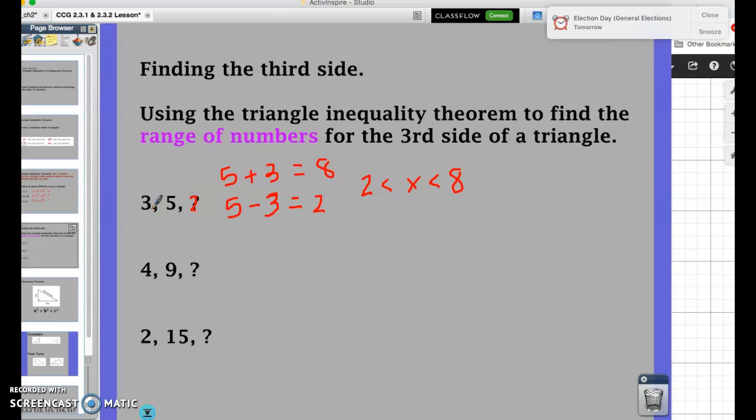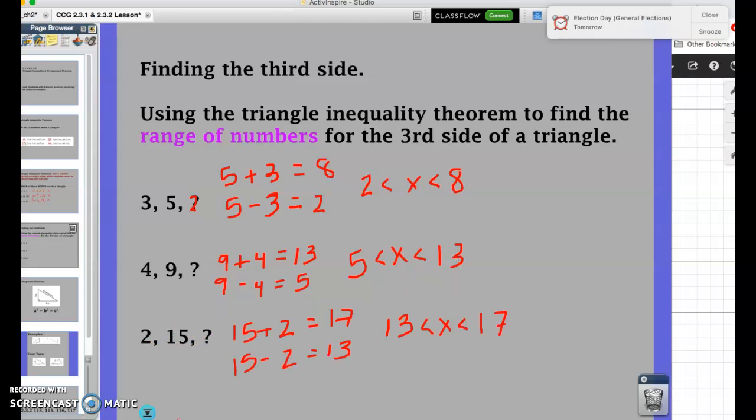All right, same thing. Second, we add them together, and we subtract them to get our range. So any number between 5 and 13 would get us a triangle. Okay, now you do the third one. What would it be? All right, if you said any number between 13 and 17, you are right.